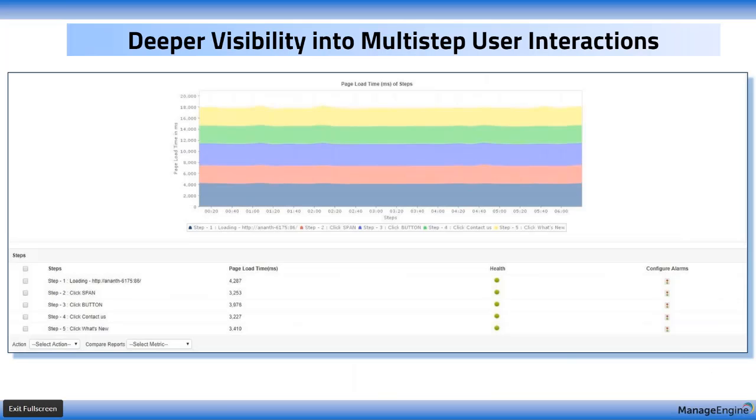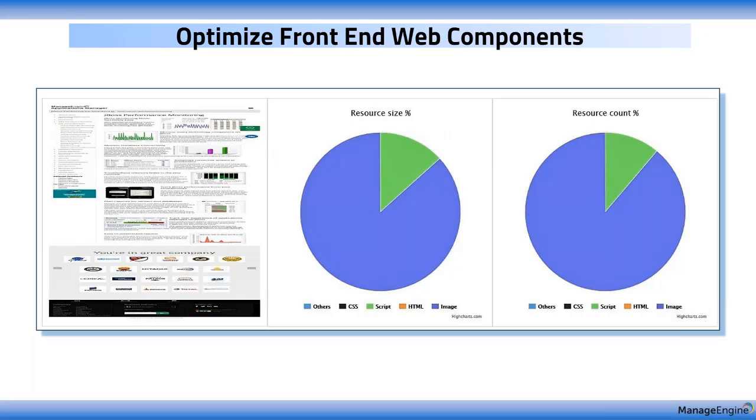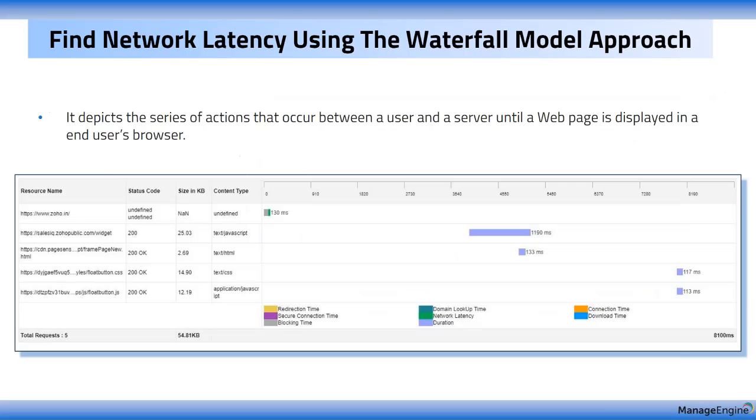So we know that the end user monitoring agent provides the application's behavior from different locations. You can in fact optimize the front-end components. You can visualize the resource size and resource count, the split-up of all elements comprising your web pages, such as HTML, CSS, all those components, and the time-wise split helps you analyze and better optimize web pages. And most importantly, as I have shown you from the UI, you can find the network-level latency when your application is accessed from different locations.